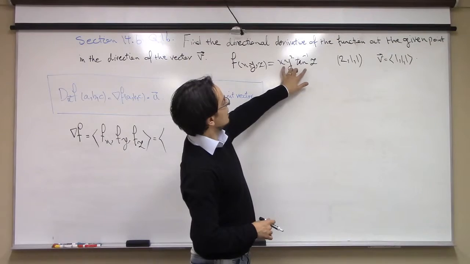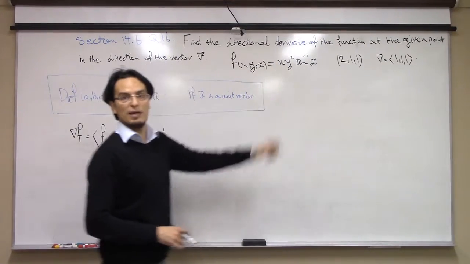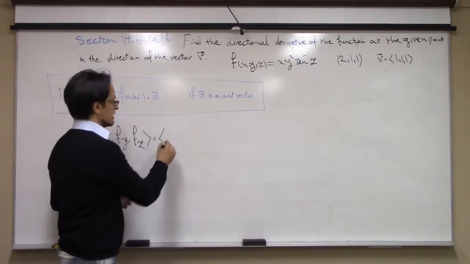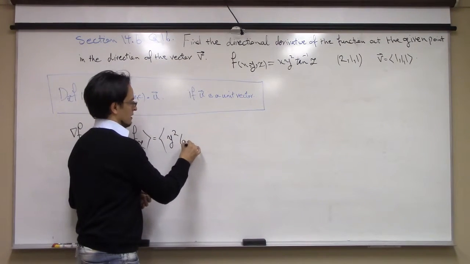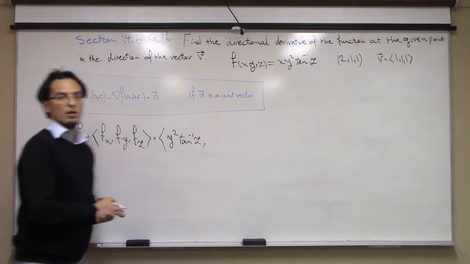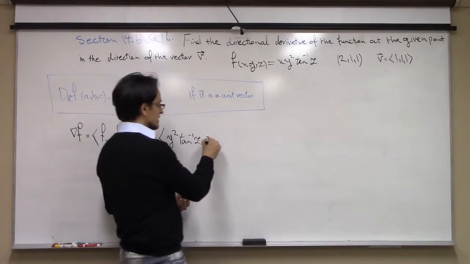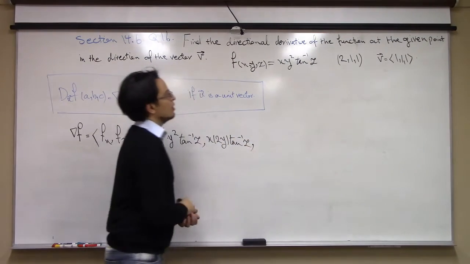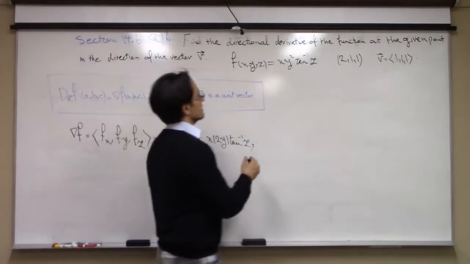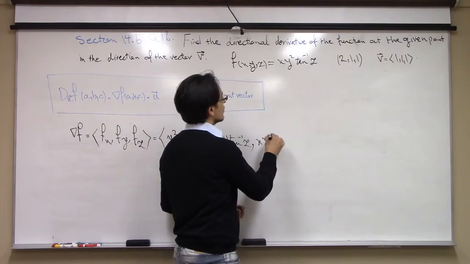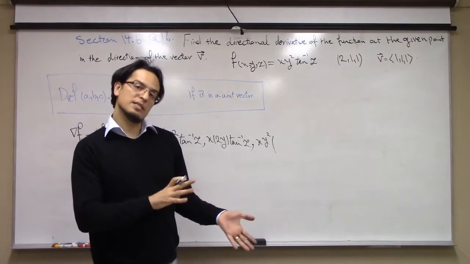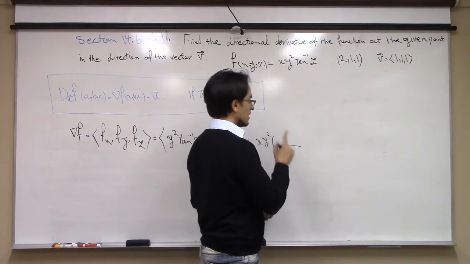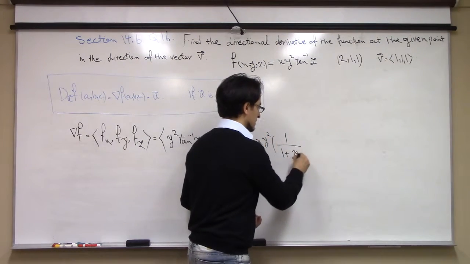So I have 3 functions multiplied, and only one of them depends on x. So the partial derivative with respect to x is y squared tan inverse of z. The partial derivative with respect to y is x times 2y tan inverse of z. And the partial derivative with respect to z is xy squared times the derivative of tan inverse, or arctan. You have to know that it's 1 over 1 plus z squared.